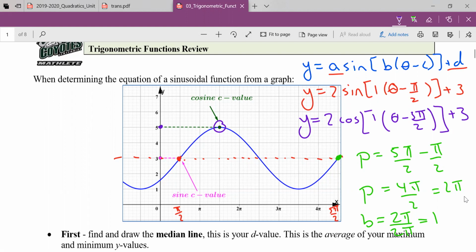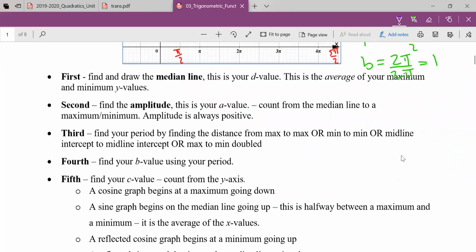That's it. So there's the order in which I want you to make these functions. What did I say? First, draw that median line. That's the average of the max and the min. So if you want to use a formula, you could average these two things out. Then I'm going to find my amplitude. Please remember amplitude's always positive. Then I'm going to find my period. Then I'll find my B value using my period.